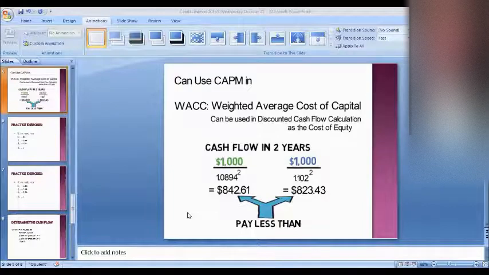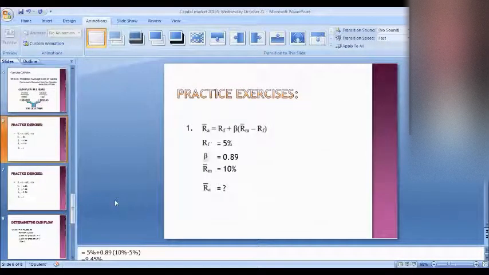Okay, maybe it's about time to have a practice exercise. Try to compute this one, class. Number one, these are the givens: the risk-free rate of 5%, beta of 0.89, expected market return of 10%. What we are looking for is the return on assets. Please do it, and tell me who answers first.